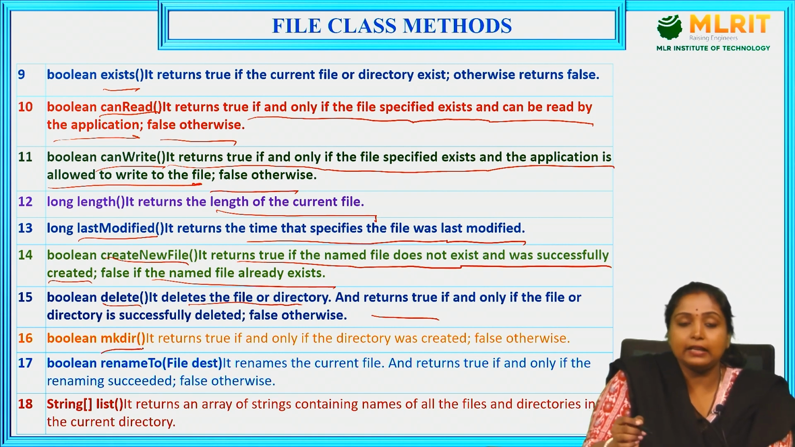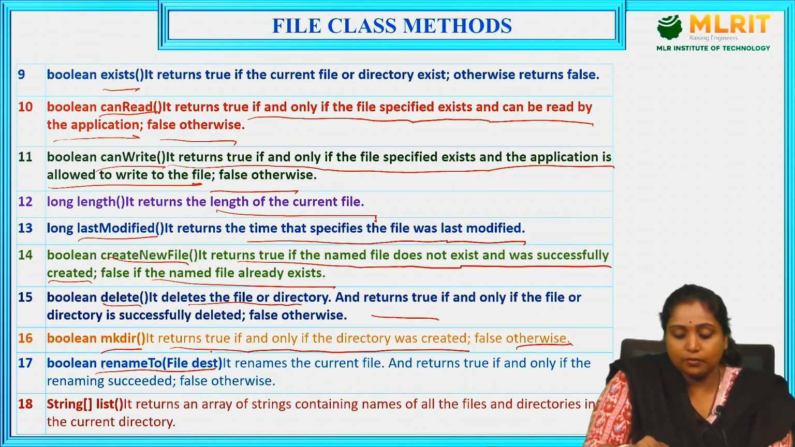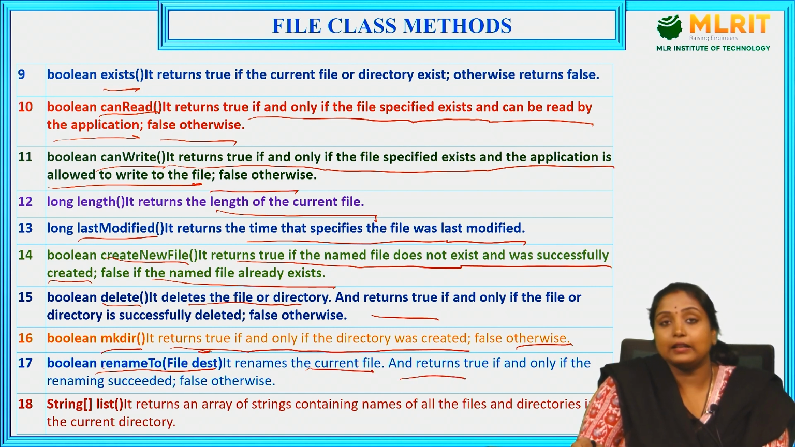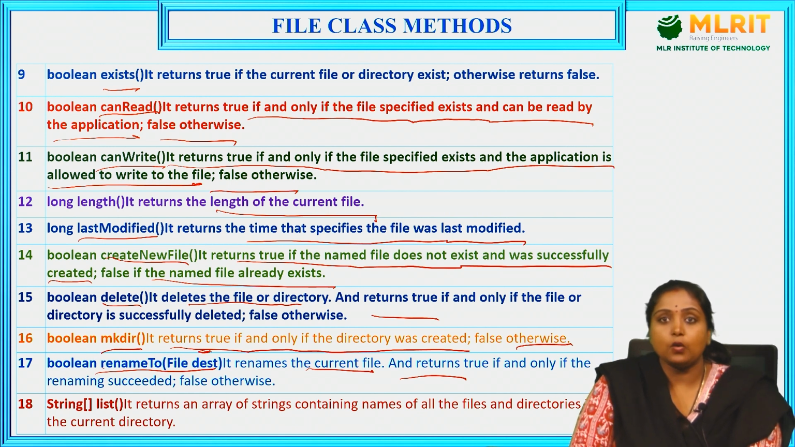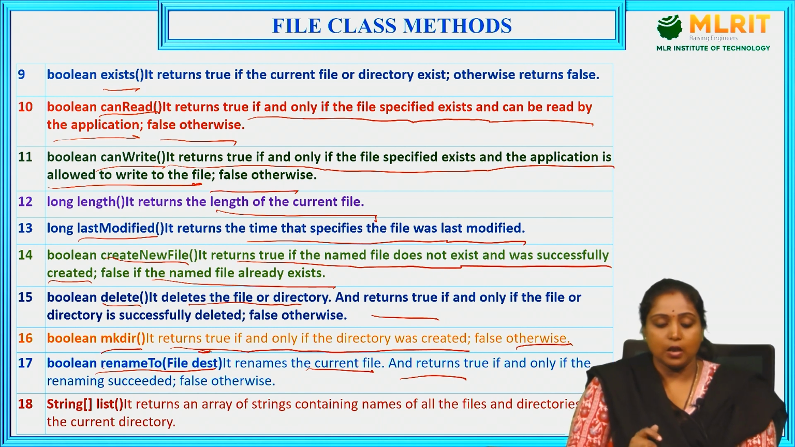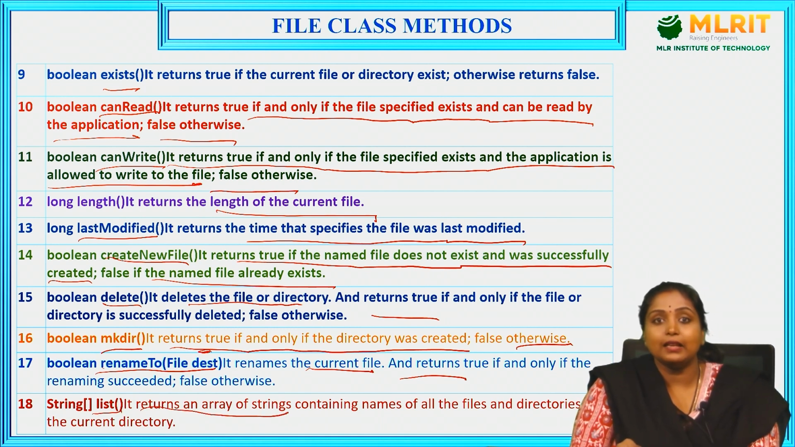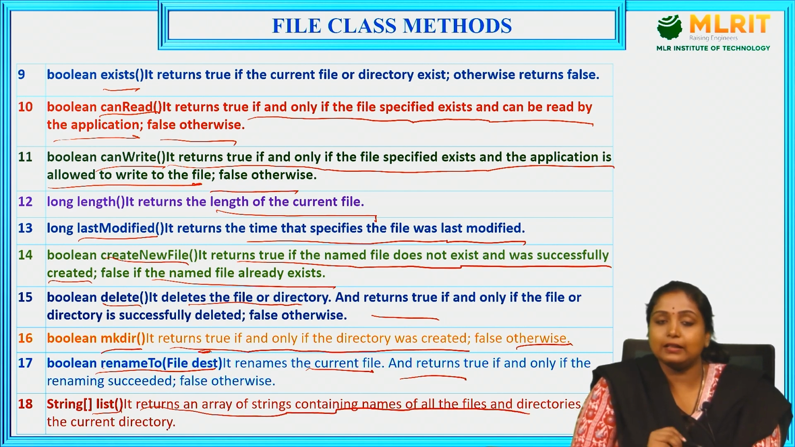And mkdir is a method which returns true if and only if the directory was created, otherwise it will return you false. renameTo, you have to give a destination path also. It renames the current file and it will return you true if and only if the renaming succeeded, or else it will return you false. Okay, list is a method that returns you an array of strings that contains the names of all files and directories in the current directory.